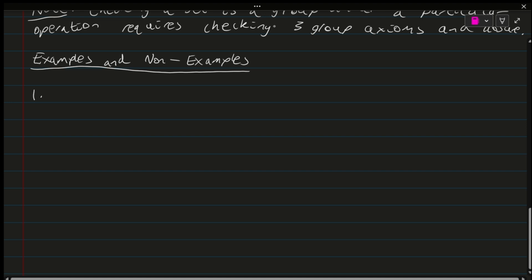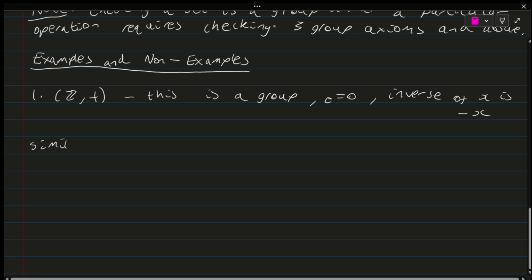So our first example then is going to be the integers under addition, and this is a group. You can check the axioms for yourself. The identity is 0, and the inverse of an element is just minus that element. So the inverse of 2 is minus 2, and so on. So similarly, you can also see that the rationals, so the fractions under addition, and the reals under addition are groups.